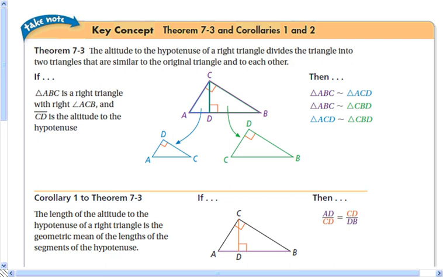Here are some concepts that we can use this idea of geometric mean with. The altitude to the hypotenuse of a right triangle divides the triangle into two triangles that are similar to the original triangle and to each other. So when you put the altitude into a right triangle like they've done here, from the right angle to the hypotenuse, you get three similar triangles. Not congruent, but similar. All three of these are similar. They all have the same corresponding angles.